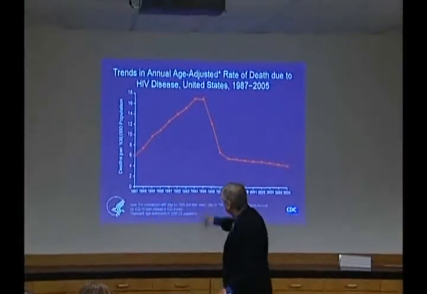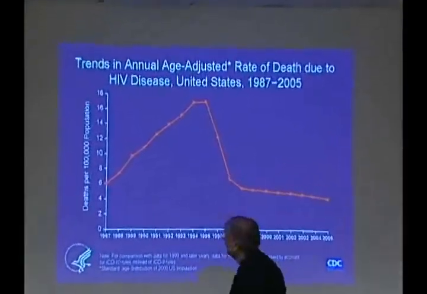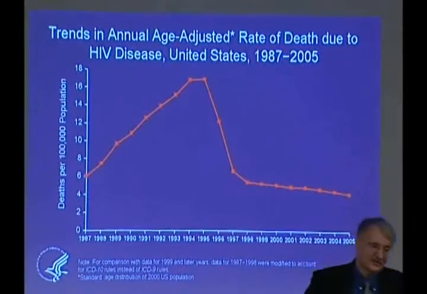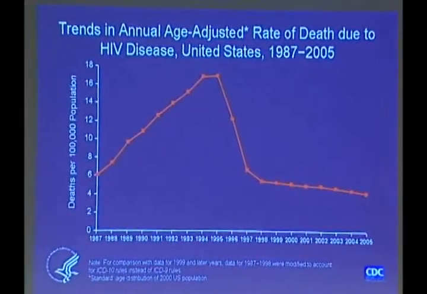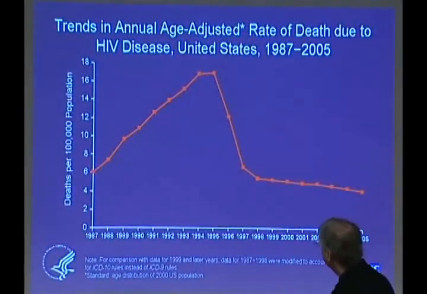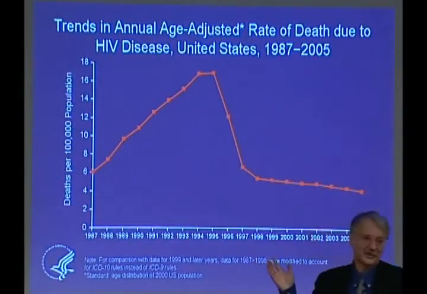This is one exception to this. Now, this is the death rate due to HIV/AIDS. Age-adjusted death rate in the population. Do you notice anything unusual about this curve? I love this curve. I find myself looking at it longingly.